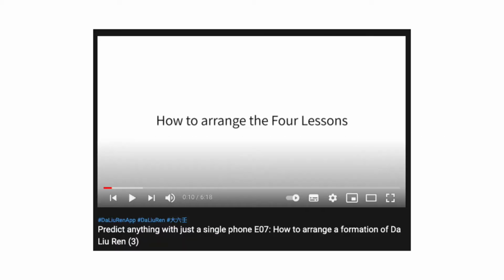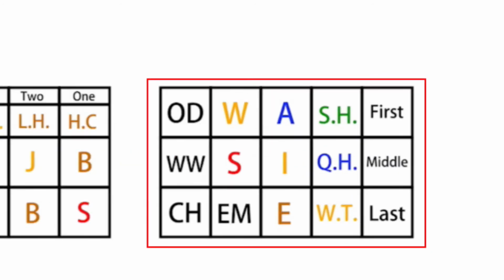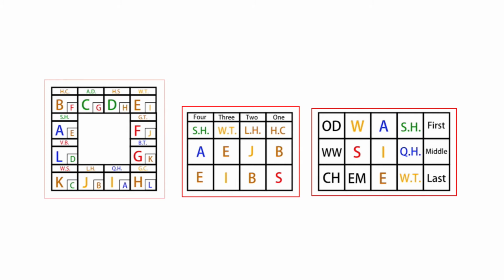In the last video, I introduced how to arrange the 4 lessons. The 9 situations of the 3 transmissions are mostly based on the 4 lessons, and part of the situations are based on the heaven plate and the earth plate.